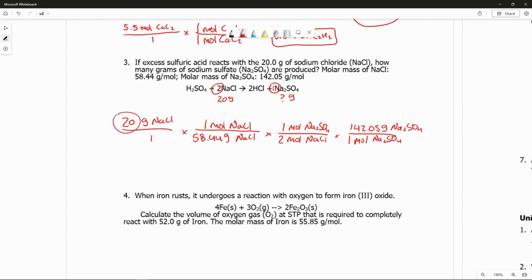So taking 20 times 1 times 1 times 142.05, click enter, and then divide by whatever's on the bottom. So divide it by 58.44 times 2, and then that will give you, in the end, your answer of 24.3 grams of Na2SO4. That is your final answer.